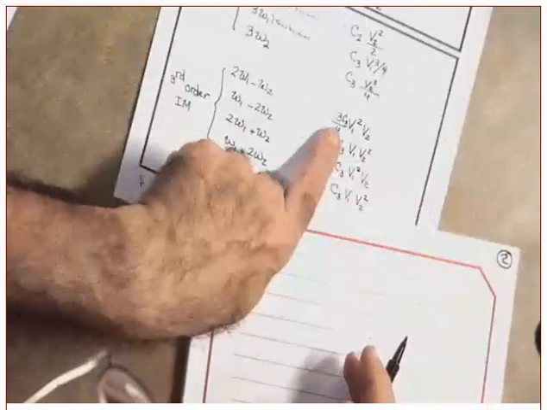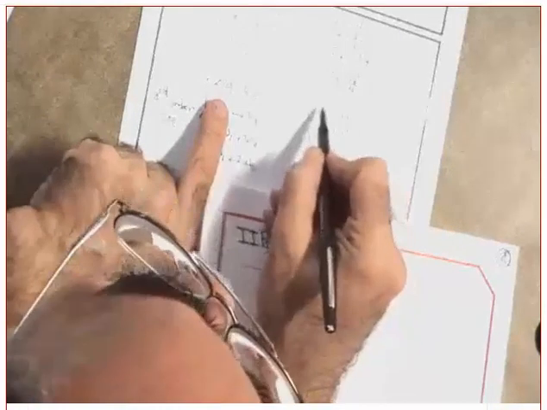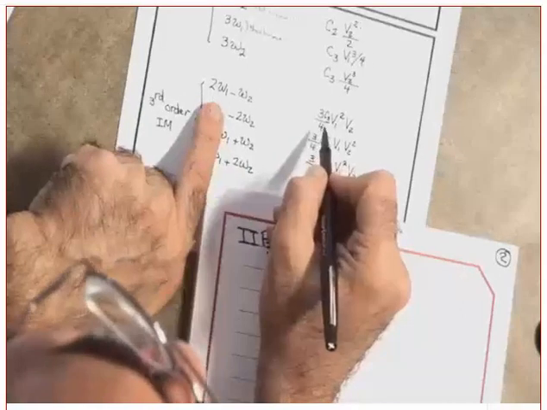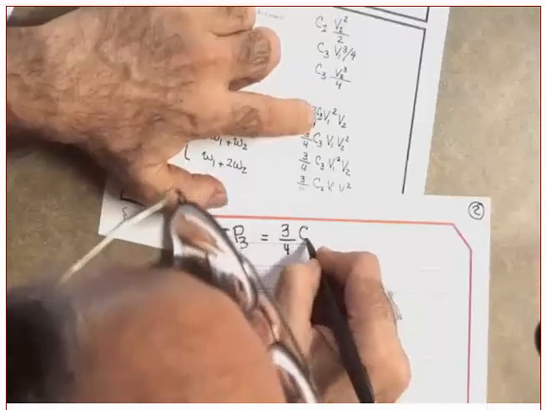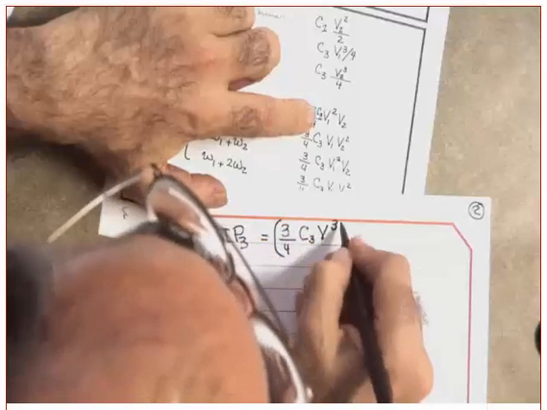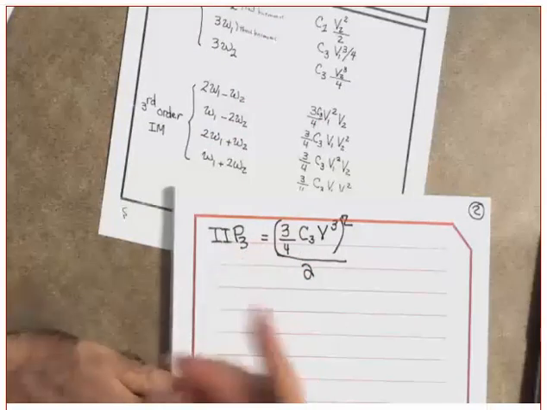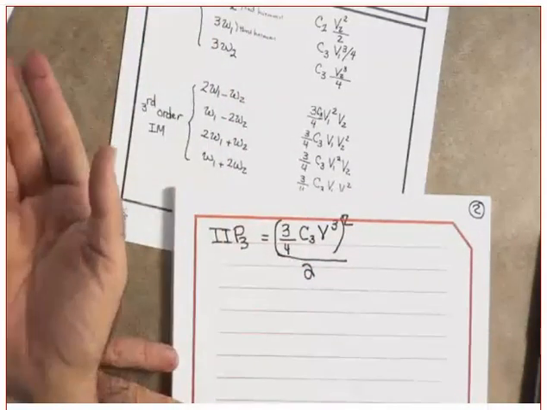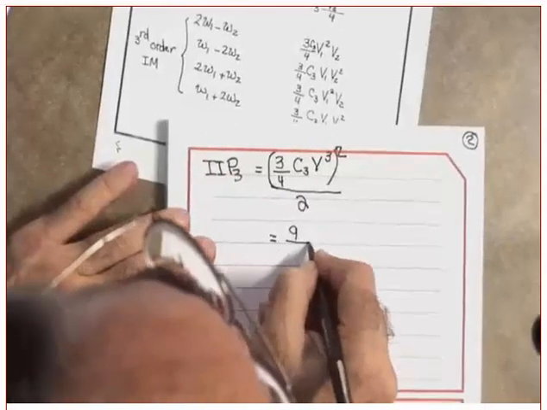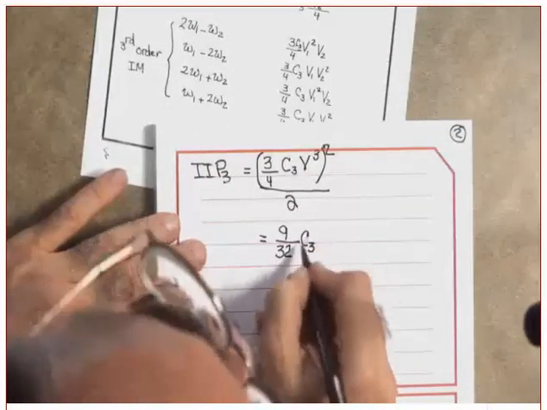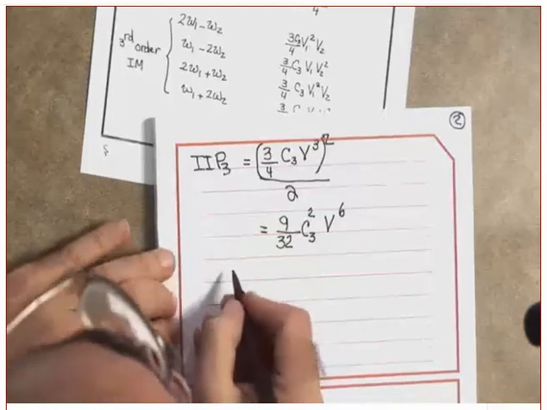Help me, what do I do? Third order is this guy. Again, assume that V1 and V2 are the same. But keep in mind, these are voltages. So what do I have? Give it to me. 3 over 4 C3 V cubed, the whole thing squared over 2. One more time, did you understand why I divided by 2? I'm talking about average powers. These are sinusoidal signals. Clear? So what do I get? I get 9 over 32 C3 squared V to the 6. Yes or no? Okay.